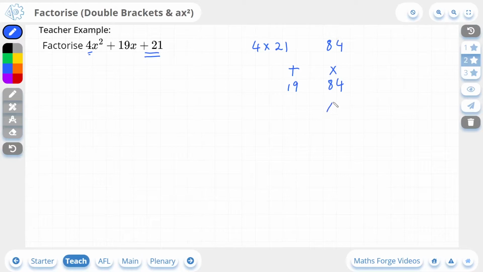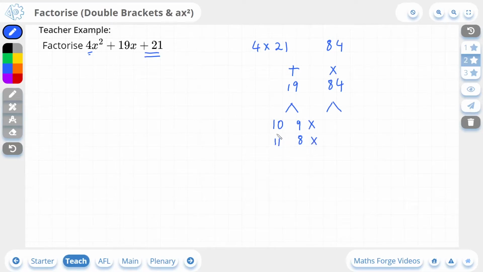These two numbers, I'm going to call them magic numbers. These two magic numbers multiply to give us 84 and add to give us 19. What can they be? Well, I'm thinking about all of the numbers that can add to give me 19. So 10 plus 9 is 19, but 10 times 9 will give me 90, so 10 and 9 don't work. How about 11 and 8? 11 and 8 add to give us 19, but they multiply to give us 88, so they don't work either.